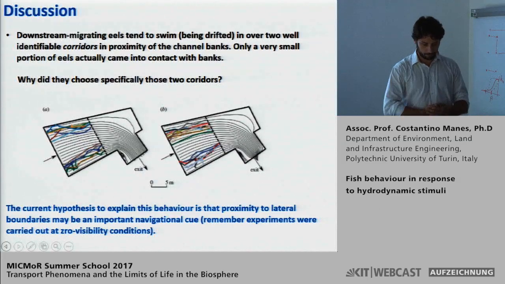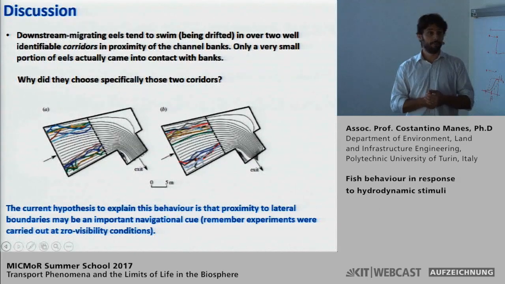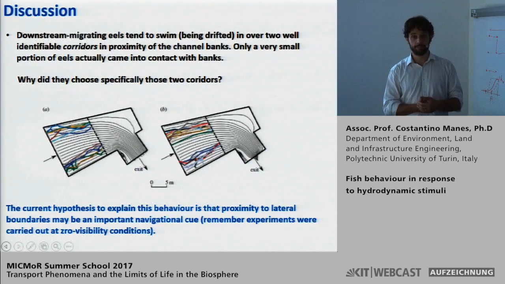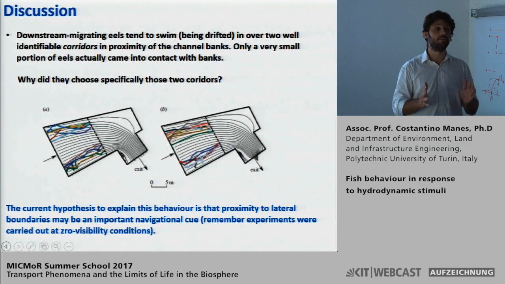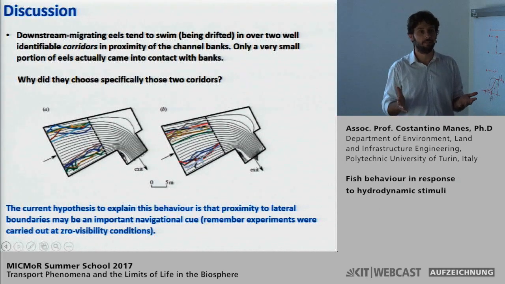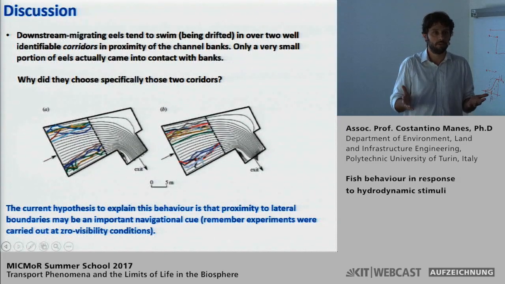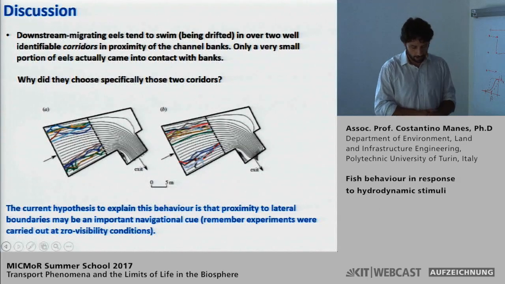There are two questions. Why did they choose to swim that close to the banks? And if they were swimming in night conditions, zero visibility, they did not come into contact with the lateral banks. If they wanted to swim close to the banks, how on earth did they detect the banks? How did they know that there were banks over there? Because it was completely nighttime and they did not touch the banks.